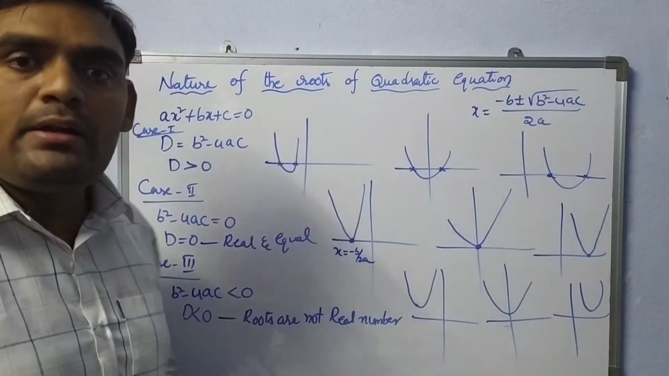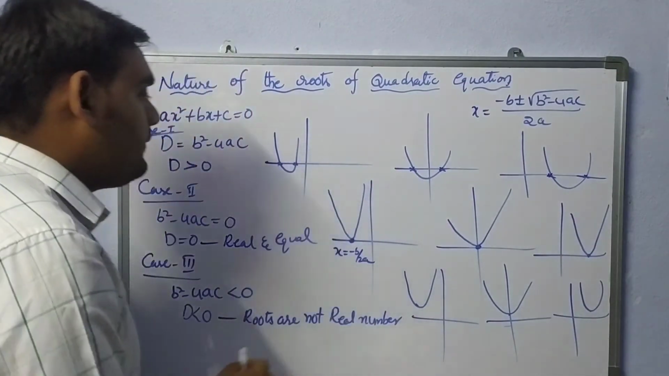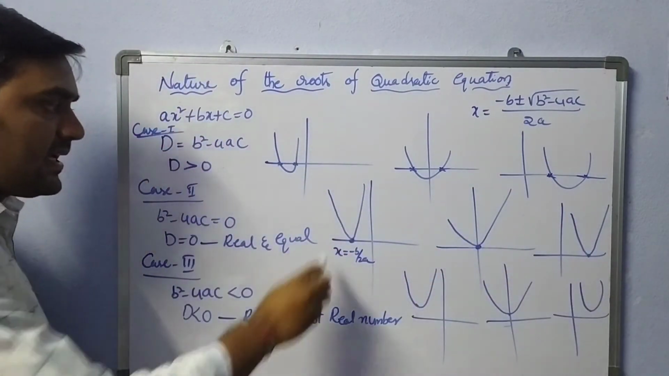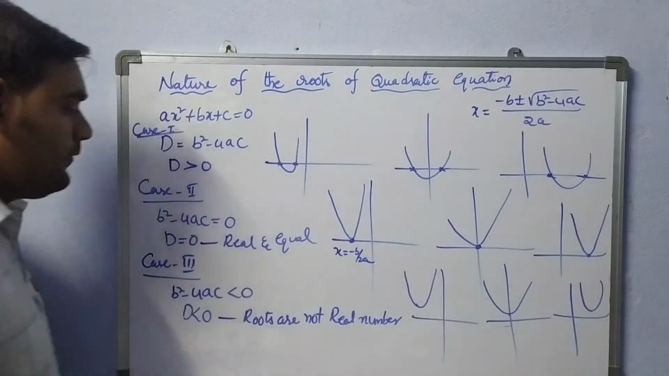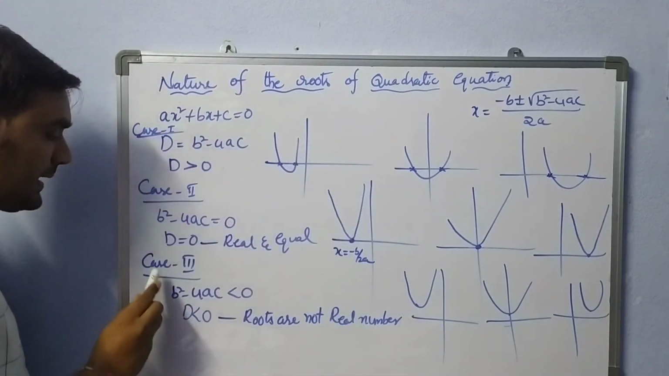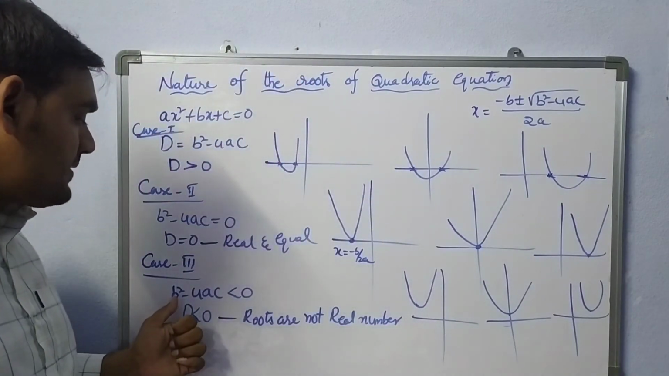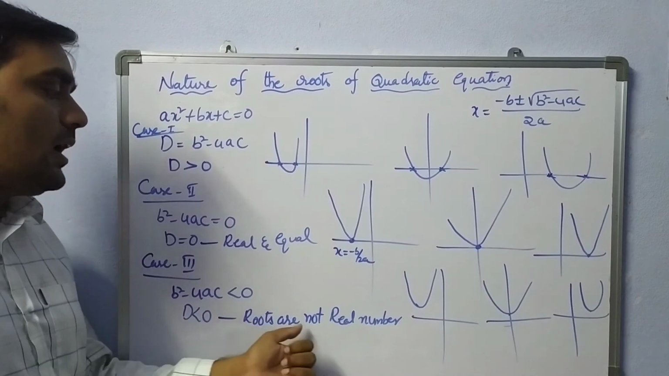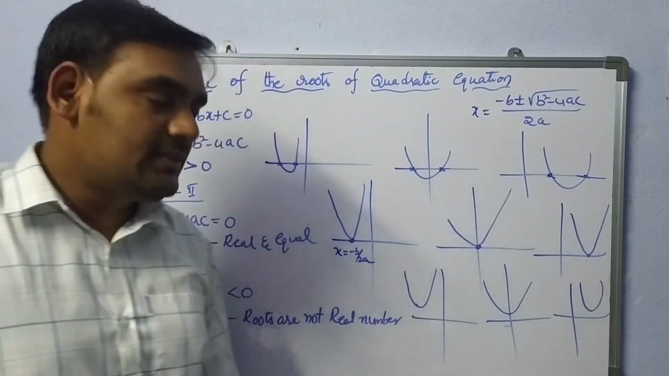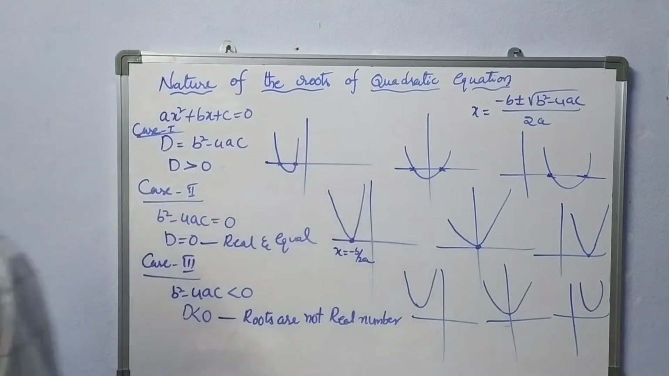Okay. Next, discriminant value is equal to 0. Roots are real and equal. So the graph will be like this. It touches the x-axis only at one point. Therefore, the roots are minus b by 2a, minus b by 2a. Next, coming to case 3, discriminant less than 0, b square minus 4ac is less than 0. Roots are not real numbers. At that time, the graph will be like this.